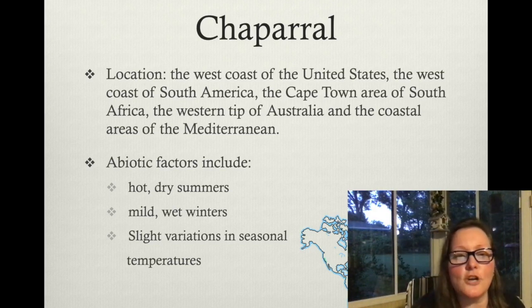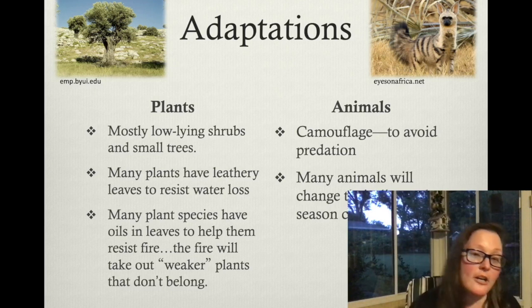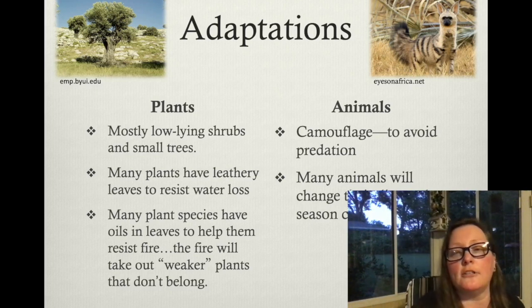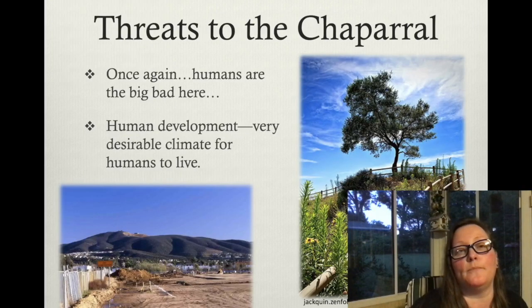Abiotic factors. Hot, dry summers, mild, wet winters, very slight variations in the seasonal temperatures. Adaptations. Plants not super big, small trees. It's another area where the fire needs to come through. The plants tend to have an oily cover on the leaves, so when the fire goes through, that helps protect them and helps them hold tight. That way only the weakest ones burn and clear out, leaving the resources for the others. Animals also tend to camouflage, avoid predation. Their diets change depending on the season, and I think that's kind of cool.